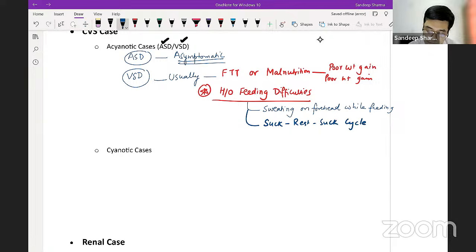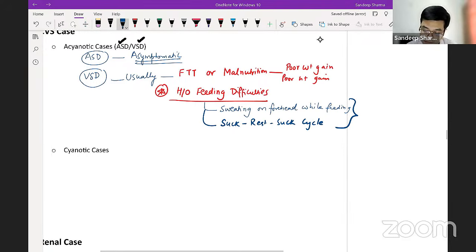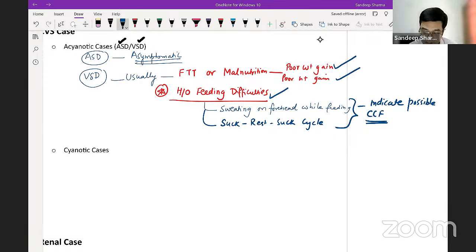What it means is the child will feed from the breast for some time, then he will take a pause. Then he will feed for some time, and take a pause again, because he gets dyspnea. Both of these, if they are mentioned, indicate possibly CCF in the patient. So it is a significant VSD we are dealing with, right? Malnutrition, poor weight gain, poor height gain being present, feeding difficulties being present, it is a significant VSD.